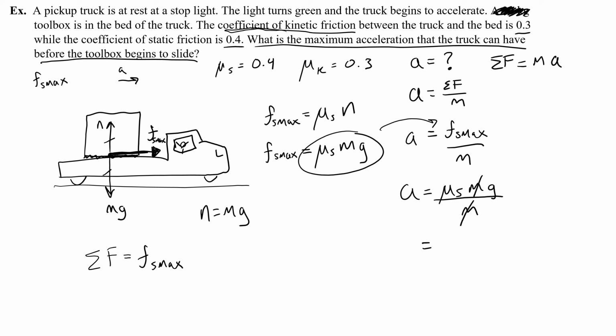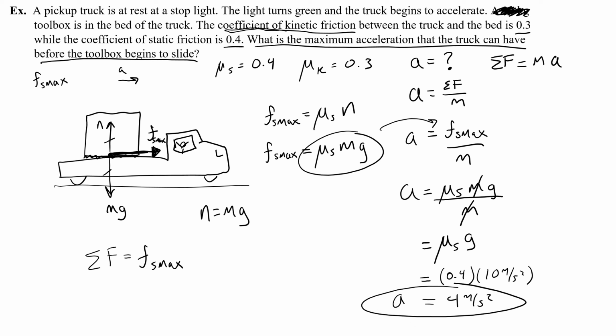And so now I found that the maximum acceleration is equal to mu_s times g, the acceleration due to gravity, or 0.4 times, we'll use 10 meters per second squared. So the maximum acceleration that the toolbox can have is 4 meters per second squared.